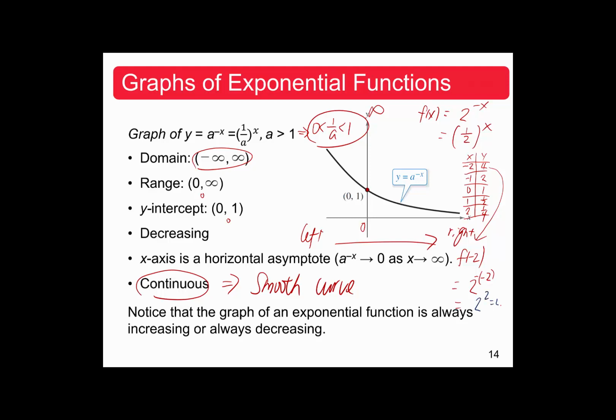That turned out to be 4. And since the base is half, apply the pattern here: the next y value should be half as much. That's why it becomes 2. Half as much as 2 becomes 1. Half as much of 1 becomes half. And then half of half becomes quarter, right? So you could again use the base to get all the y values.